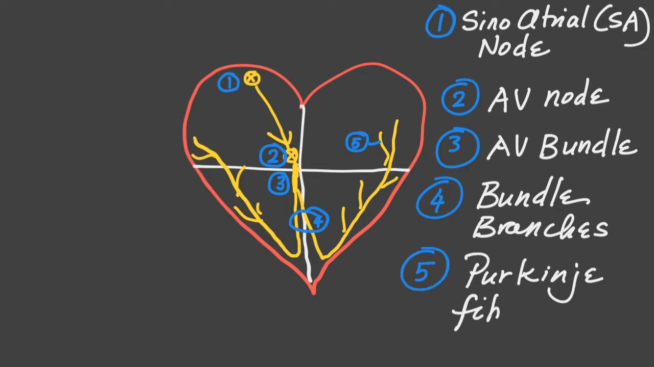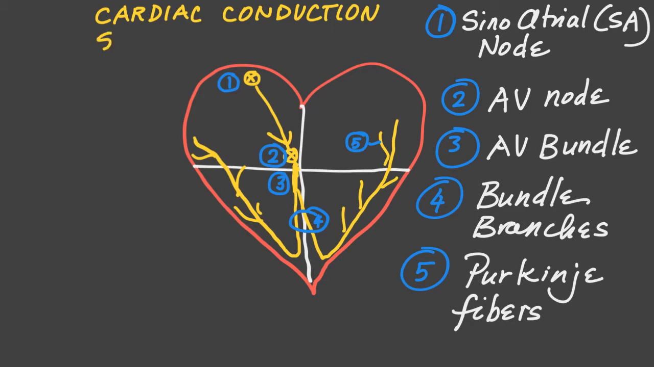Altogether, we call this the cardiac conduction system. If there are any irregularities in the cardiac conduction system, it will be seen on the ECG, producing irregular and unusual heartbeats.